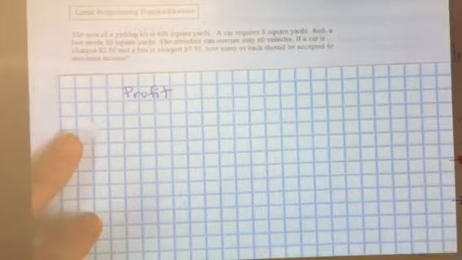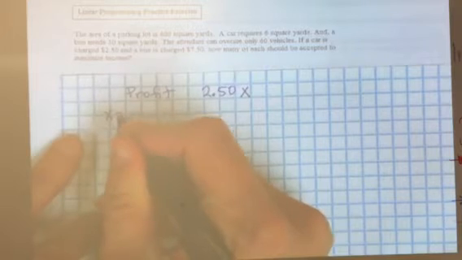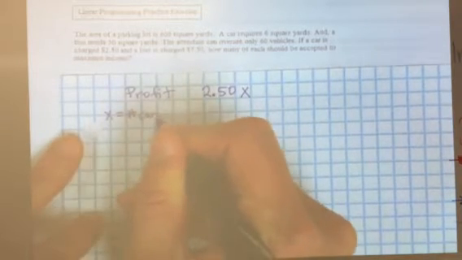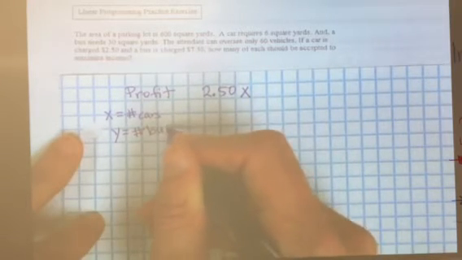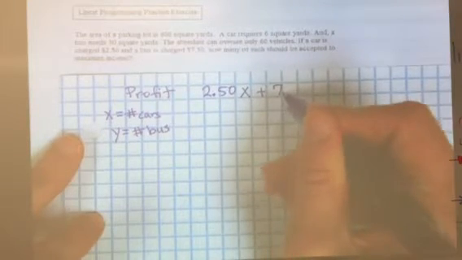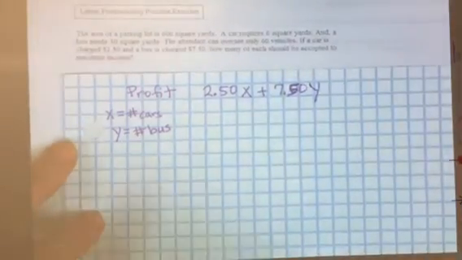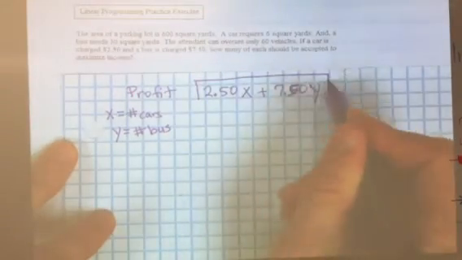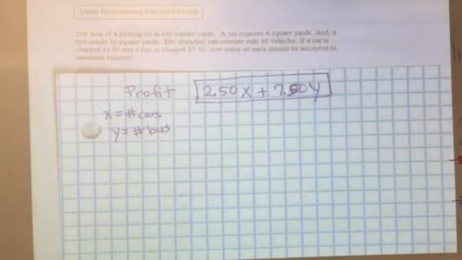How do we earn money here? The profit is earned by charging people to park their car. You charge $2.50 per car. So we'll let X represent the number of cars and Y represent the number of buses. And you charge $7.50 per bus. So our objective function is profit. To earn profit, we would do $2.50 per car plus $7.50 per bus.